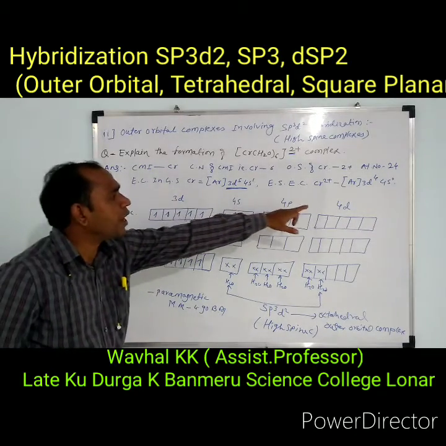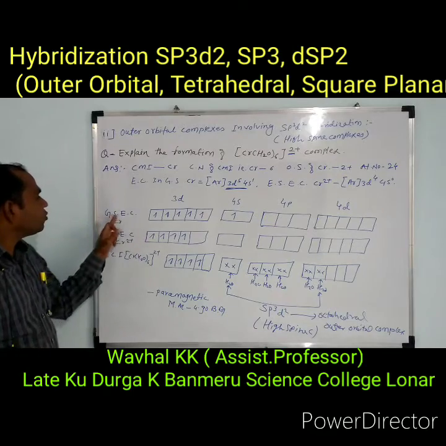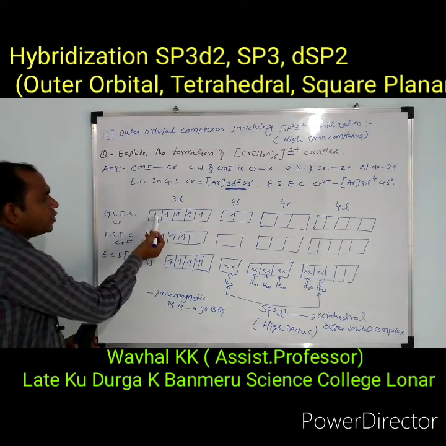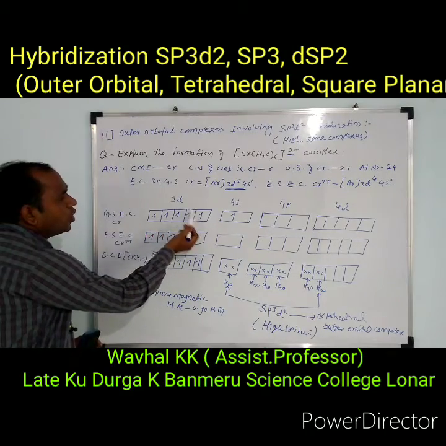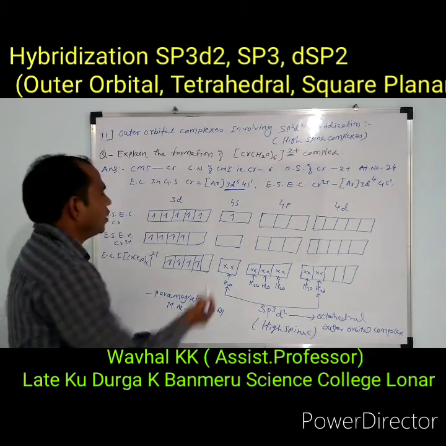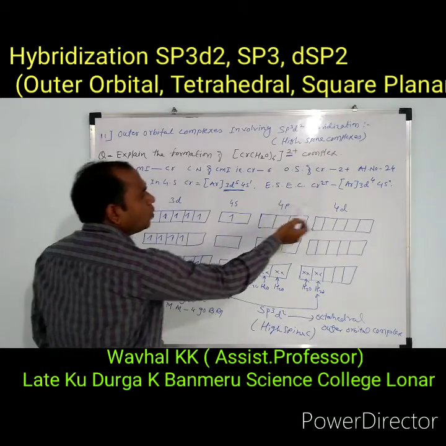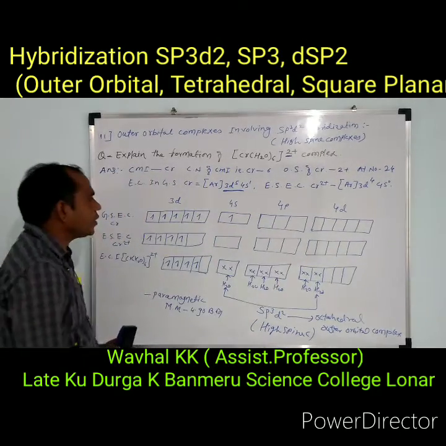3d, 4s, 4p and 4d orbitals. Then the ground state electron configuration of chromium is 3d5 4s1. This is 1, 2, 3, 4, 5 according to Hund's rule. 1 electron is present in the s orbital. Then the 4p and 4d orbitals are vacant.